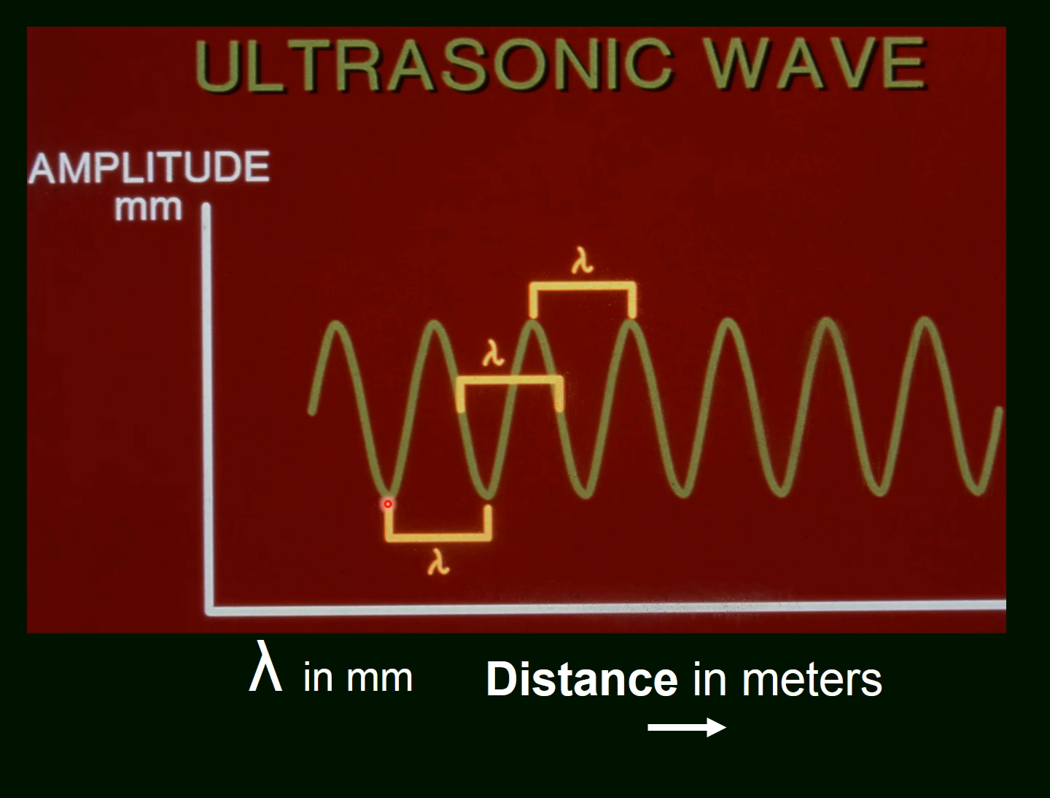It is the shortest distance between the two particles that are in the same phase of oscillation. For instance, the negative maximum amplitude, the baseline, or the positive maximum amplitude. That's the wavelength, and it's given in millimeters, whereas the distance within the medium is given in meters, and the amplitude again in millimeters.